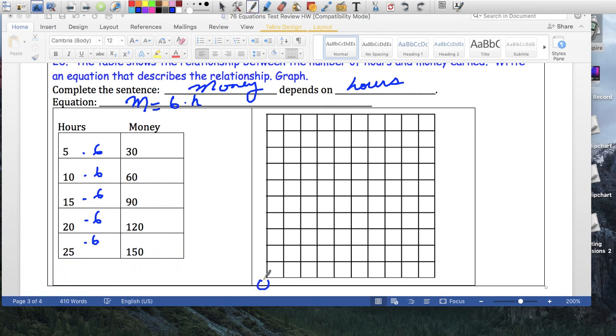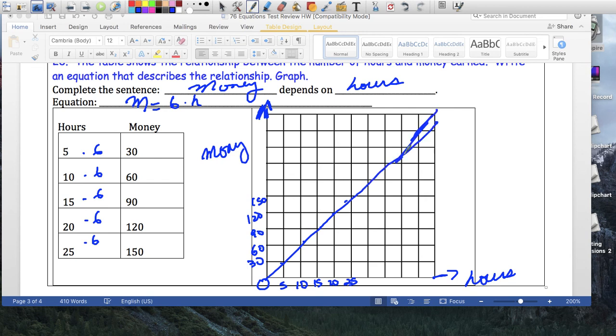So over here, 0. Oh, and I forgot to label. Don't forget to label your axes. This is hours. You will lose the point for not doing it. This is money. Little arrow here. Little arrow here. And we're going to go 5, 10, 15, 20, 25. You can go by 30s: 30, 60, 90, 120, 150. Oops, it should be over here. Straight line.